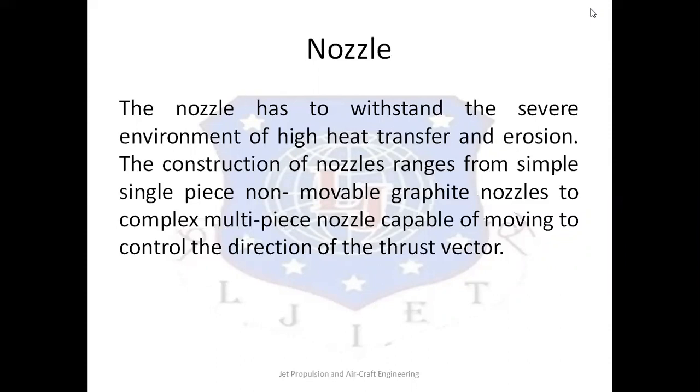So the general construction of a solid rocket nozzle features steel or aluminum shells that are designed to carry structural loads. The composite ablative liners are bonded to the housing. Now, there are different kinds of nozzles used according to the application, such as the simple single-piece non-movable graphite nozzle, or even complex multi-piece nozzles, which are capable of moving to control the direction of the thrust vector.